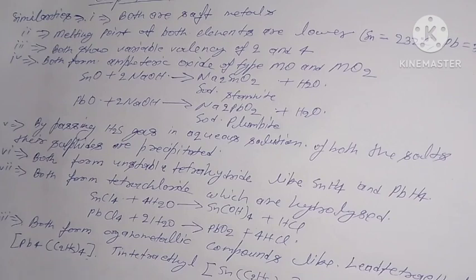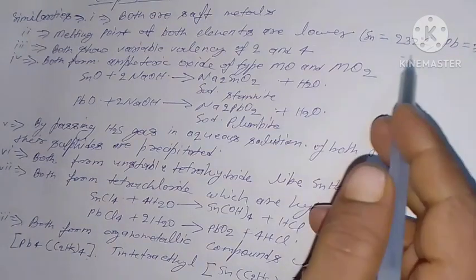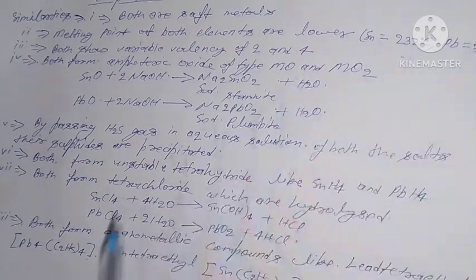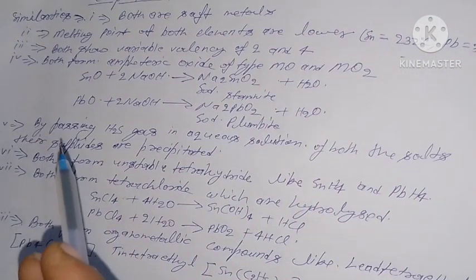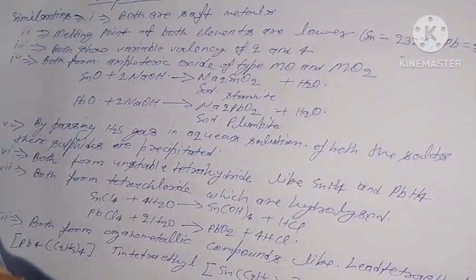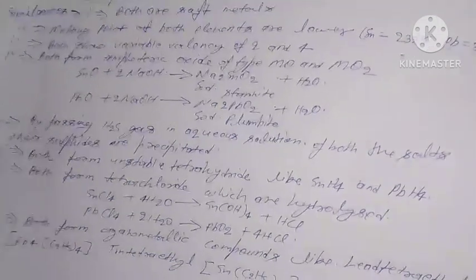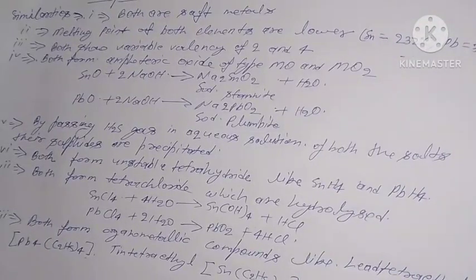First point, both are soft metals. Second point, melting points of both elements are low. Approximately, the melting point of tin is 232 degrees Celsius and lead is 327 degrees Celsius. Both show variable valency of 2 and 4. Both form amphoteric oxides of type MO and MO2. By passing H2S gas in aqueous solution of both the salts, their sulfides are precipitated.